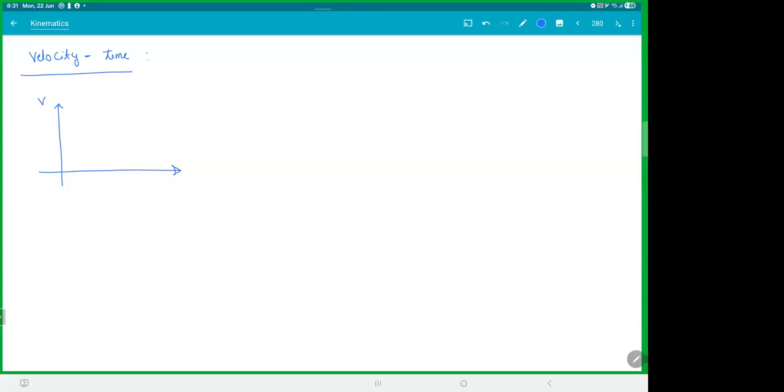So if you take a velocity time graph, the slope here, dv by dt, is acceleration. So the slope in a VT graph is acceleration.